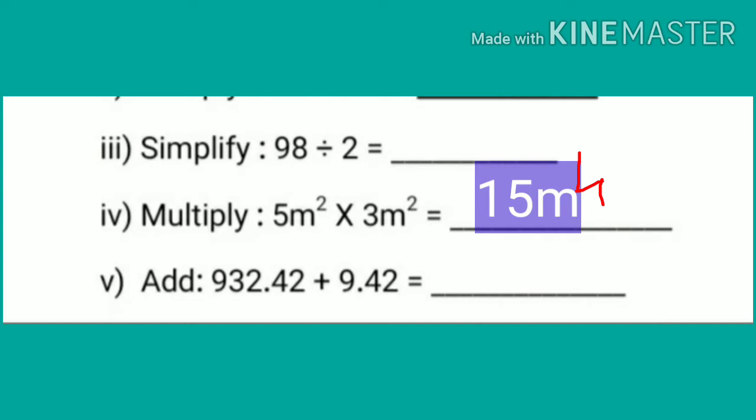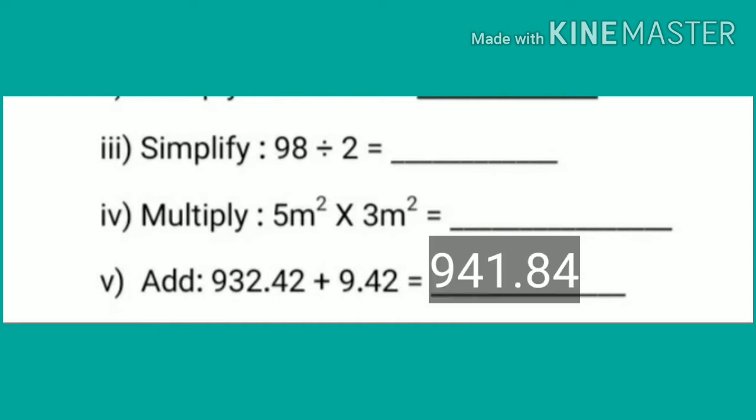Now, question number 5th, add. Here, children, 932.42 plus 9.42. Here, these two we have to add, children. When we add, we get 941.84.